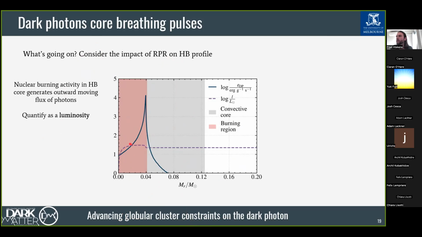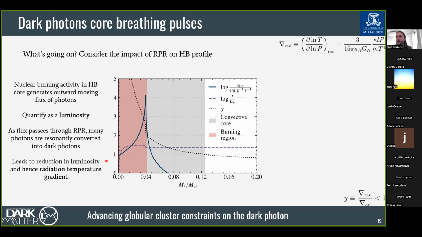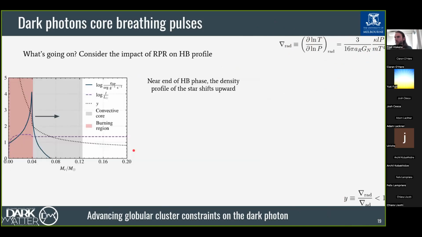And so what you can see here is that as this flux moves through the resonant production region, many of the photons in it are resonantly converted to dark photons, and this manifests as a kind of step-like decrease in the luminosity. I should say again, this is the log of the luminosity normalized to one solar luminosity. And so what this does, because of our studies before of the convective structure of these stars, we know that a decrease in luminosity here should also decrease the radiation temperature gradient, and therefore this parameter y. And so this is exactly what we see. We see y going down, decreasing in this step-like function again across the resonant production region.